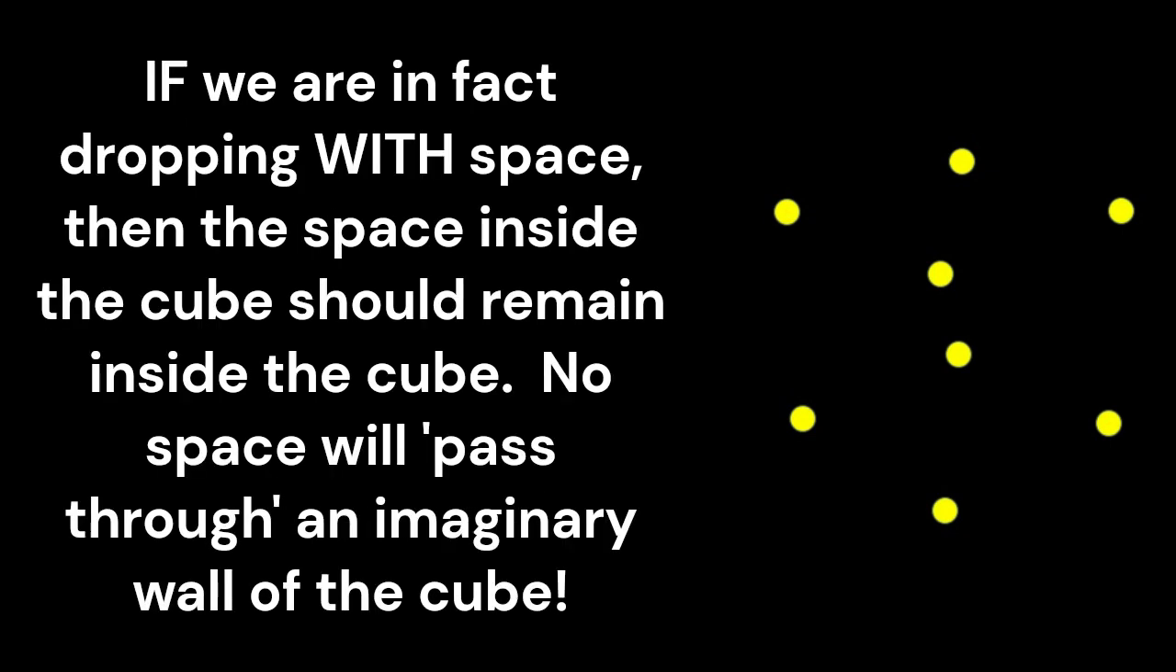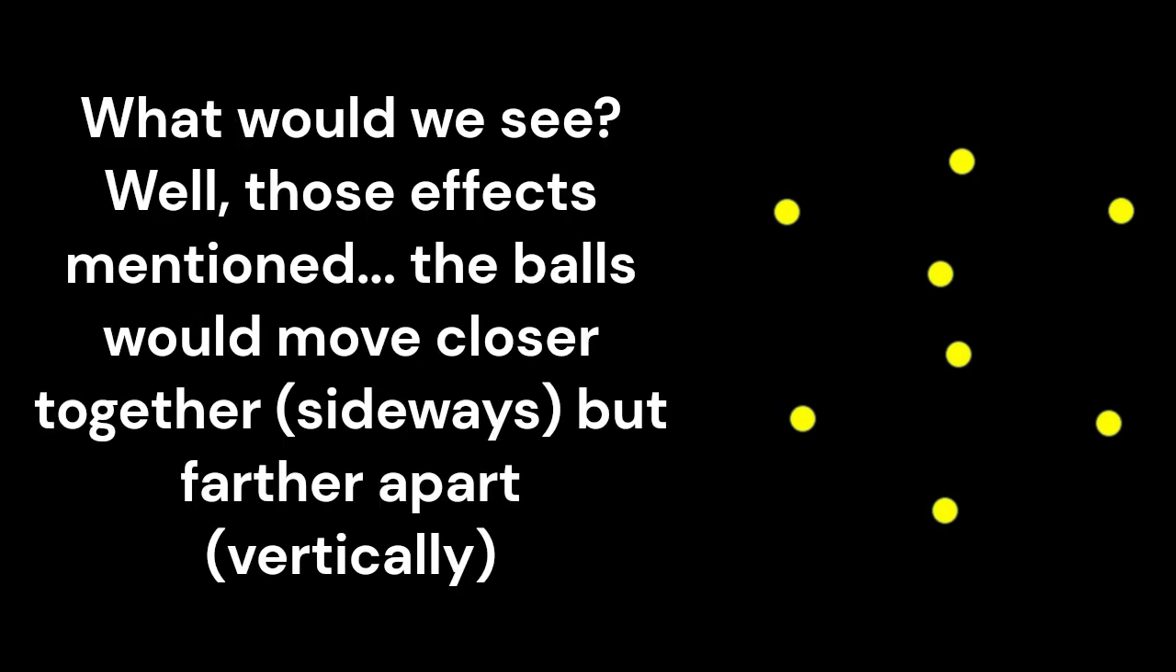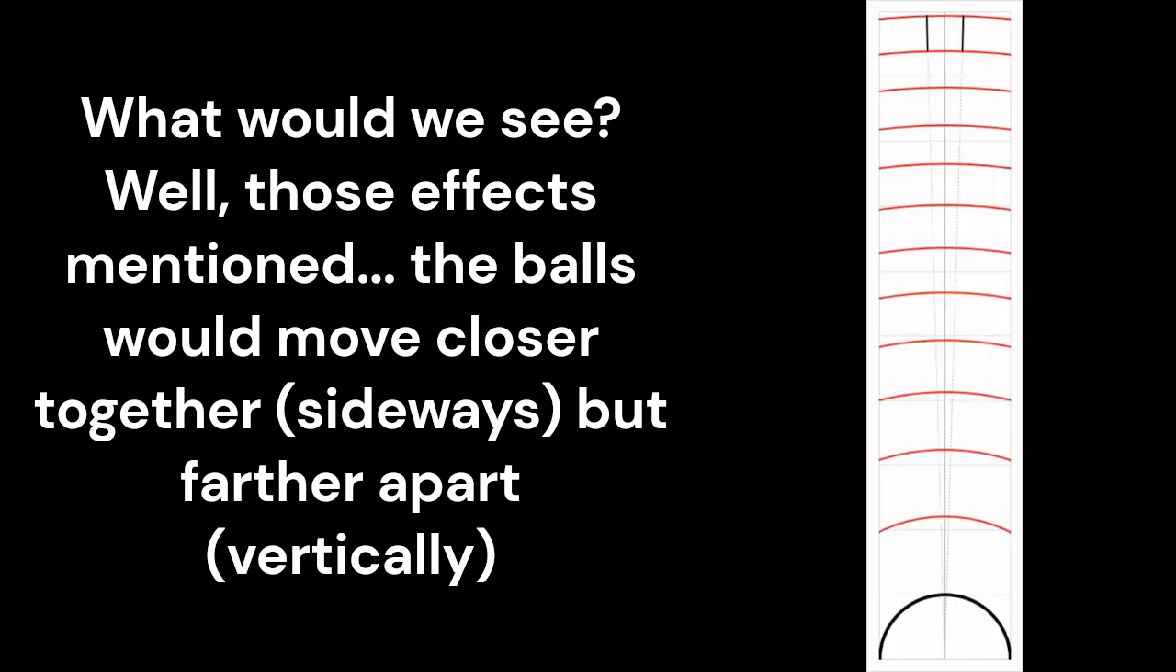Now, here's the important point. If we are, in fact, dropping with space, not through it, if we're dropping at this escape velocity the same as space is, then the space inside the cube would remain inside the cube. No space would pass through an imaginary wall of the cube. Space inside would stay inside, the space outside the cube would stay outside. What would we see? Well, those effects that were mentioned previously. The balls would move closer together in a sideways direction, but farther apart in a vertical direction, like this.